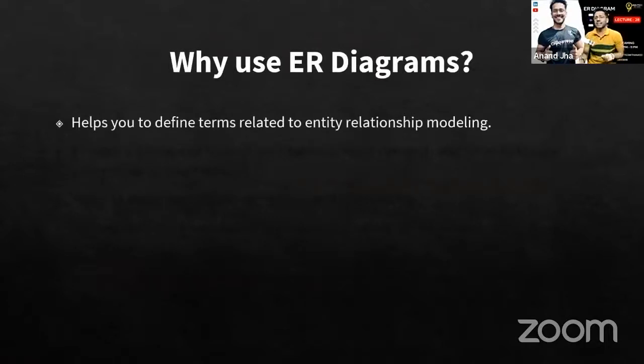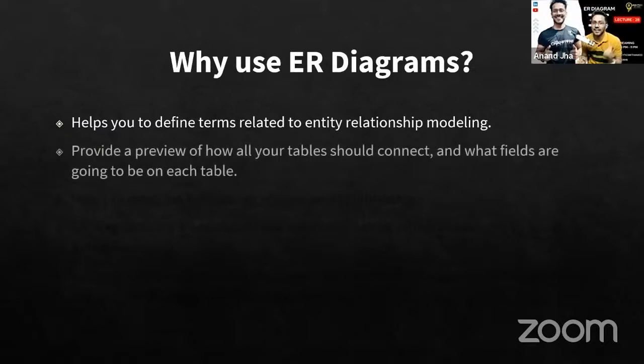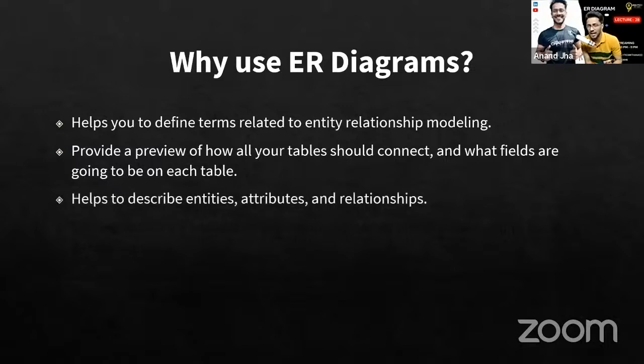Okay, so why do you use an ER diagram? It helps you to define terms related to entity relationship modeling. Next, it provides a preview of how all your tables should connect and what fields are going to be on each table. Very, very important point. Second point, it tells you how all your tables should connect and what fields are going to be on each table. It helps to describe entities, attributes, and relationships.